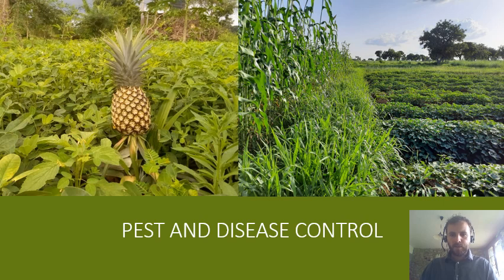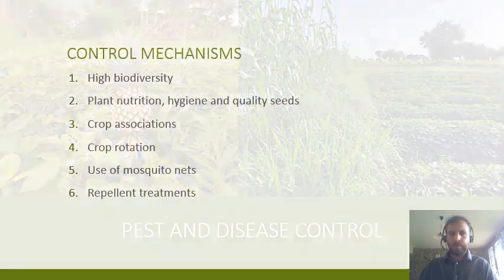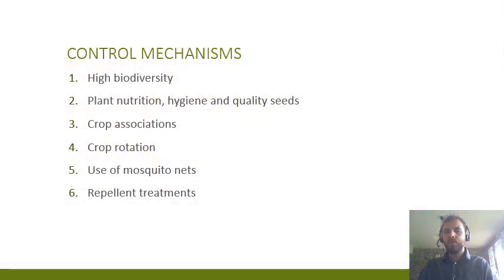Today in this chapter we will talk about the management of pest and disease in agroecology, so the management of pest and disease without using pesticides. We will try to look at the different possible alternatives. So what can we do to control pests and disease without using chemical pesticide?